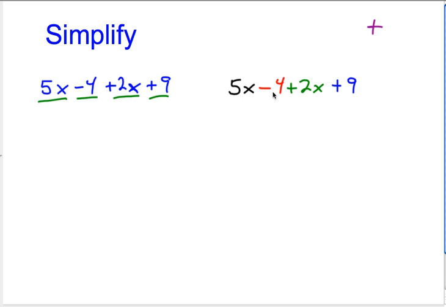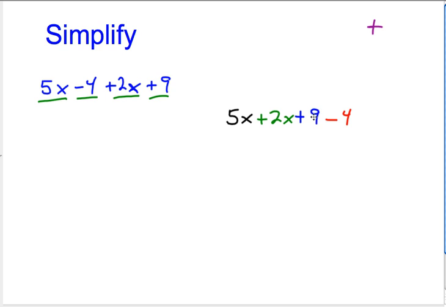This plus only has something to do with this 2x, and this plus here has only something to do with the 9. So when we move things around, either in our heads or on paper, we have to make sure to carry the sign along with it. Now I could have put this -4 here first, but I think 9 minus 4 makes more sense often than -4 plus 9. So once we put things in that order, it's pretty simple. 5x plus 2x is going to equal 7x, and then 9 minus 4 is a positive 5, so we put a plus 5.